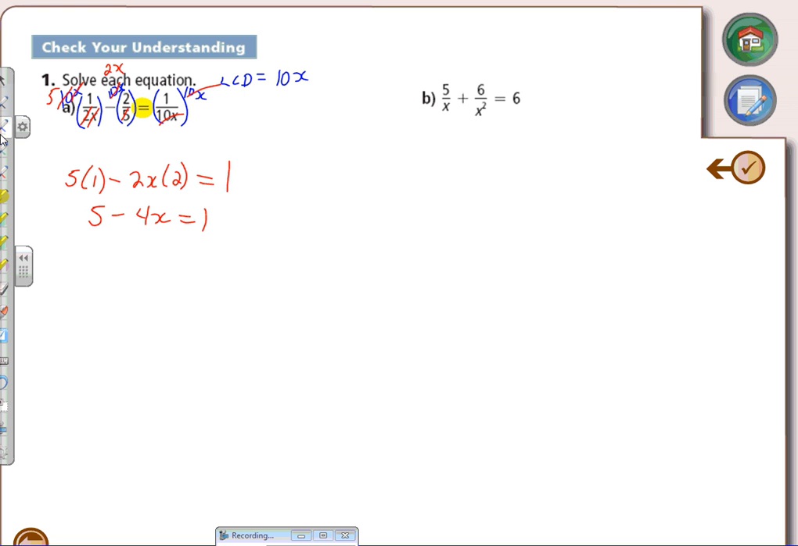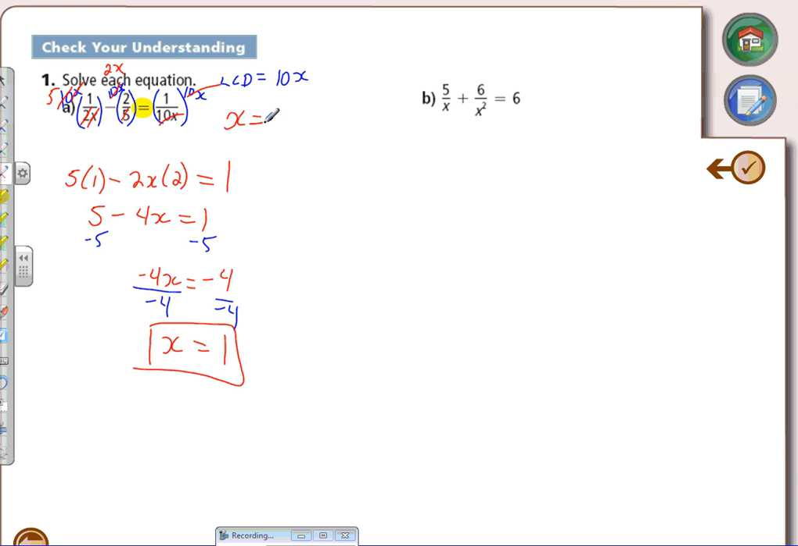Okay. So let's subtract 5. Leaves this with negative 4x is equal to negative 4. Divide by negative 4. So x is equal to 1. But I got to make sure, and I should have done it right from the beginning, x cannot equal 0. You need to write your NPV down.